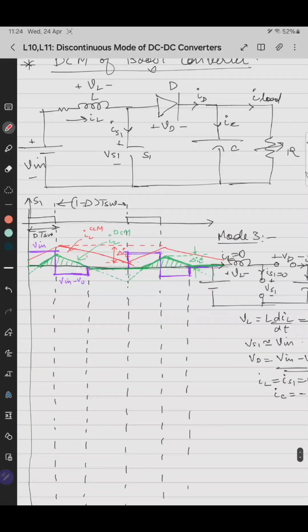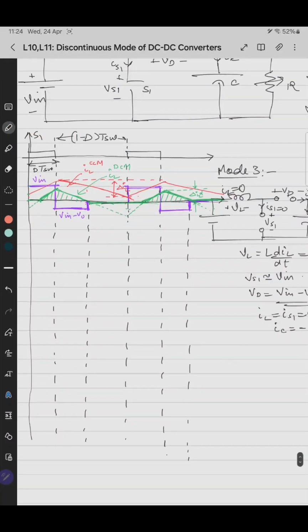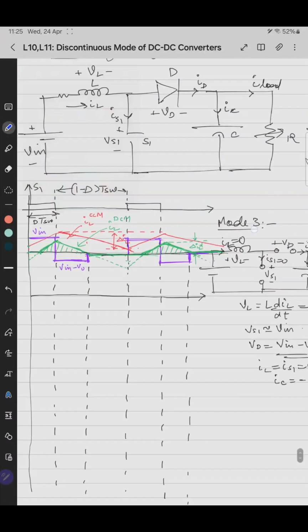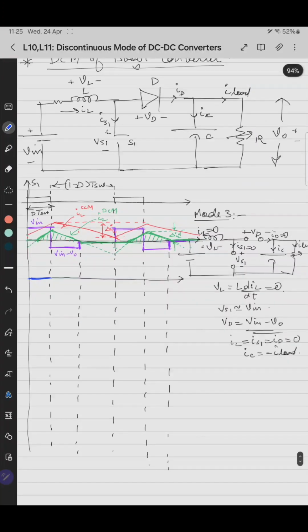Now we have drawn the inductor waveforms. Now we'll draw the switch waveforms. For volt second balance, we need only the voltage waveform of the inductor. First we'll draw the switch voltage. When the switch is on, the voltage is 0. When the switch is off and the diode is on, the voltage across the switch is equal to minus V0.